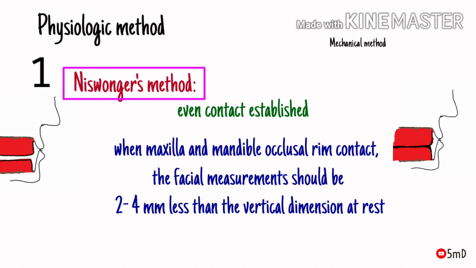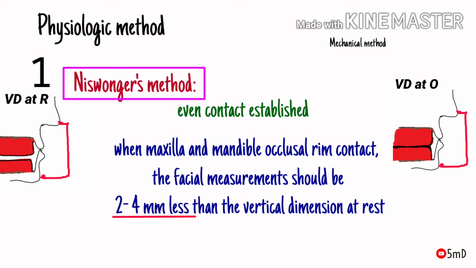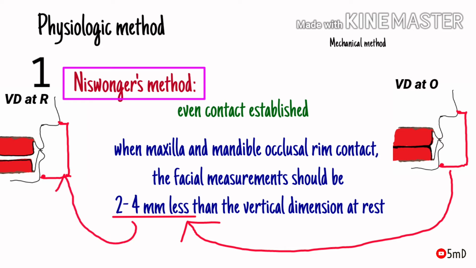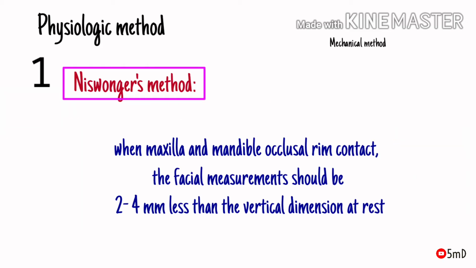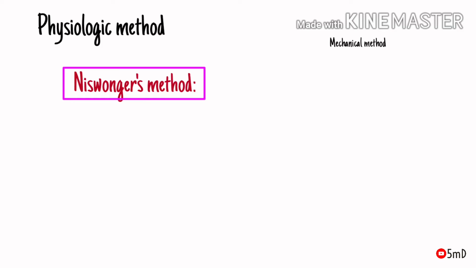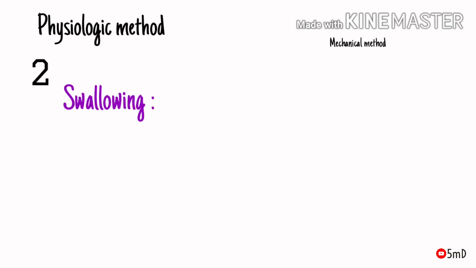and when they contact, the facial measurement is 2 to 4 mm minus the vertical dimension at rest, which we determined before. That is, vertical dimension at occlusion is established when the maxillary and the mandibular occlusal rim are in contact. This is determining VD at occlusion by Niswonger's method. Let us see the next method, which is by swallowing threshold.